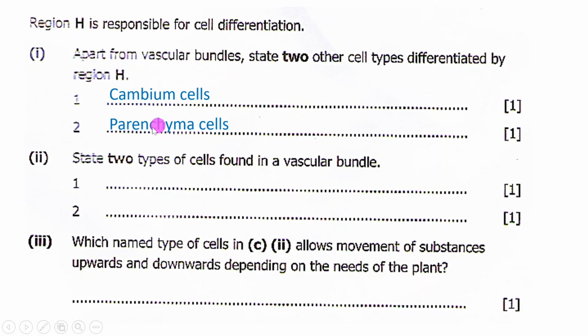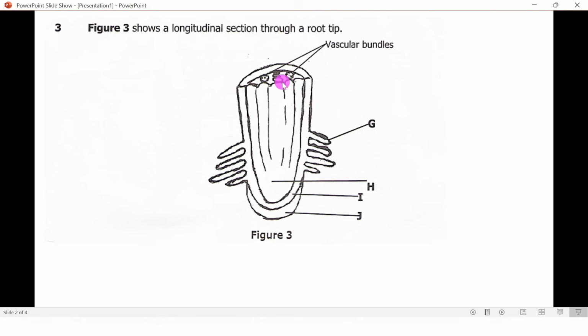Yeah, this is quite tricky to pronounce. Then part 2 says state two types of cells found in a vascular bundle. So which vascular bundle are they talking about? This one here. Which two types of cells are found here?